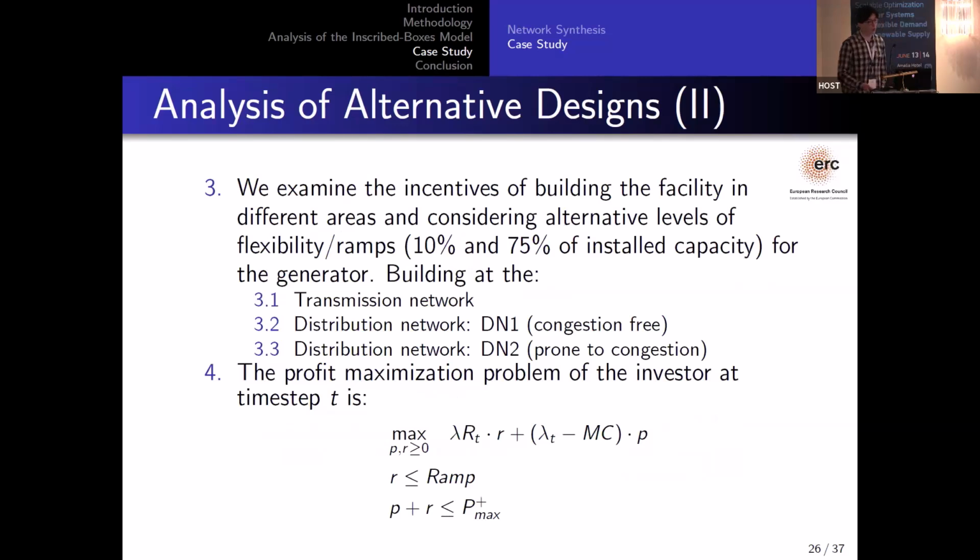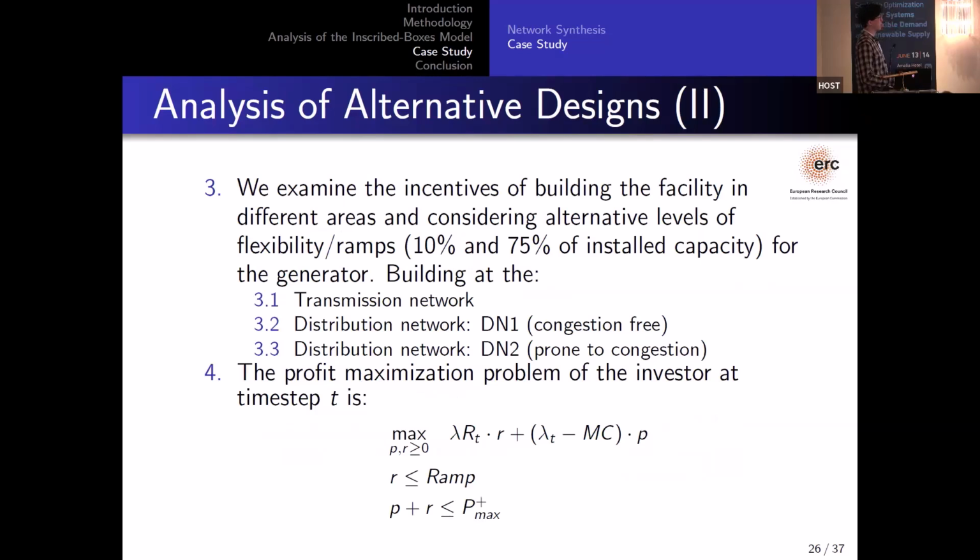Moreover, we examine the incentives of building the facility in different areas in our mesh network and considering alternative levels of flexibility, to be exact, 10% and 75% of the installed capacity of the generator. The areas that we examine are the transmission network, the distribution network 1, which is congestion-free, and the distribution network 2, which is prone to congestion.